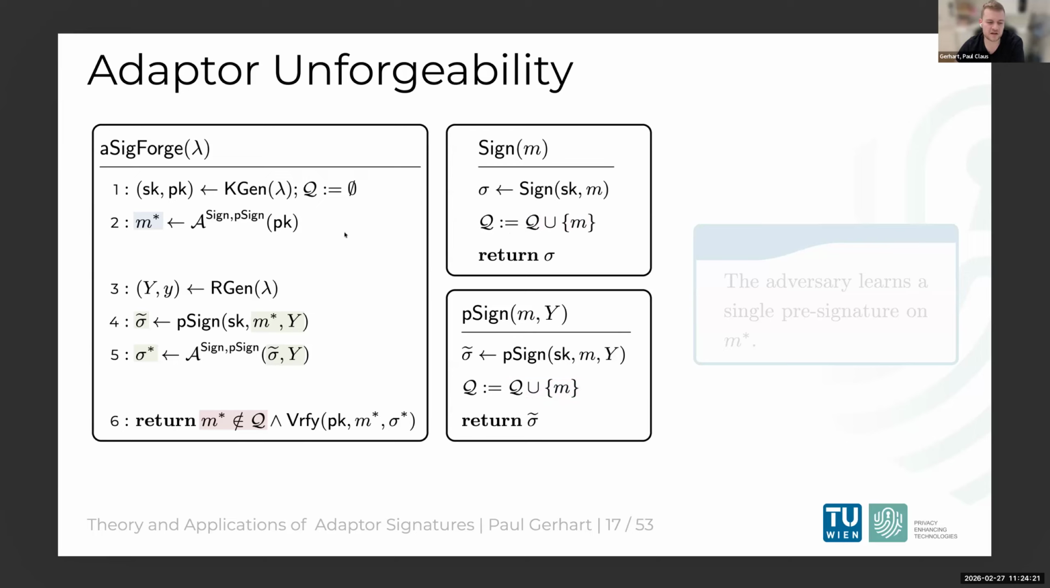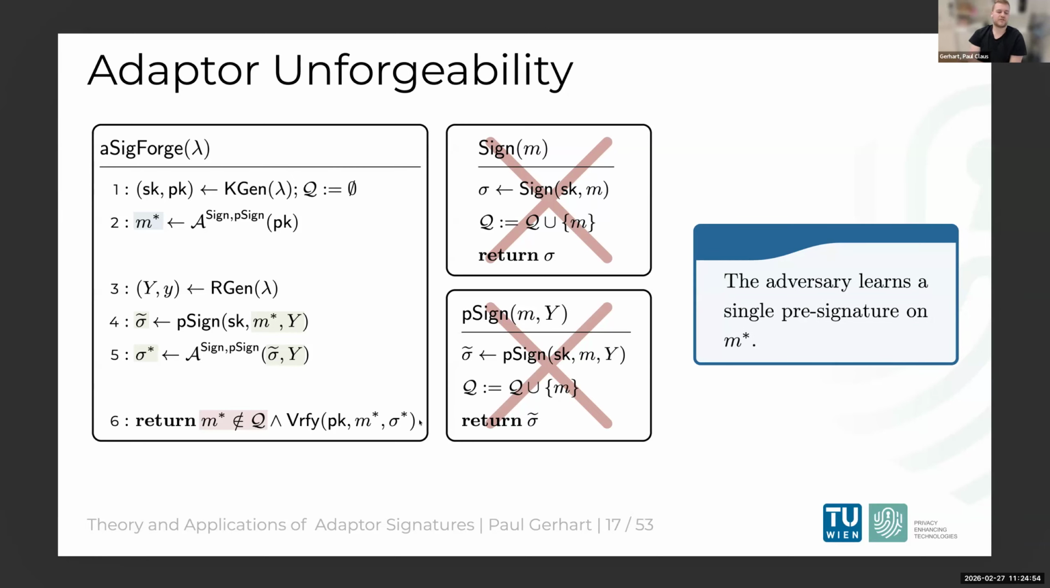Then after this happens, there's a challenge phase in which we generate a statement-witness pair, give the statement to the adversary, and pre-sign on the adversary-chosen message. And the adversary outputs a signature afterwards. Similar to the unforgeability of signature schemes, the adversary wins if the message M was never signed or pre-signed in our oracle, and the verification succeeds.